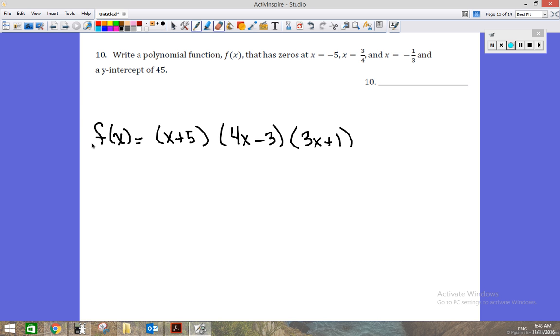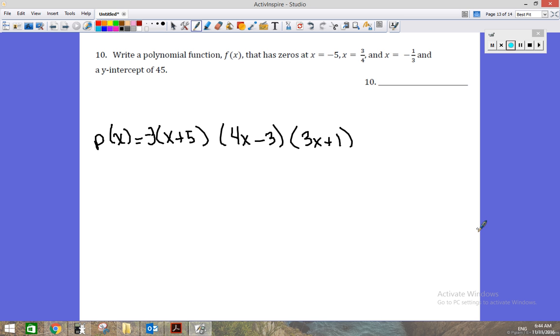And now maybe I should call this p of x for now, because I have to get the fact that we have a y-intercept of 45. So I could multiply this all out, or I could say that the 5 times the -3 times the 1 is going to be my constant term. So 5 times -3 times 1 is -15. And so 15 times 3 is 45, but so I need this to be a -3 here. Yeah, so that would work.